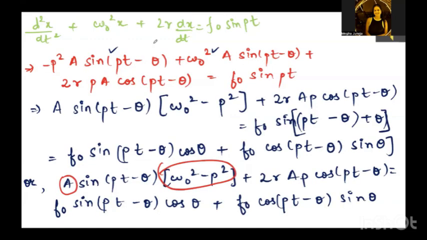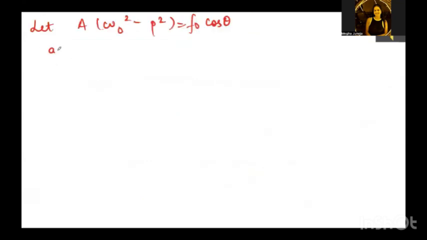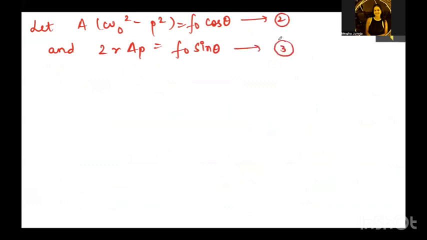So we can say let a omega naught square minus p square is equivalent to f naught cos theta. Okay, and similarly एक और फैक्टर है हमारे पास, क्या है वो? 2r ap. Okay, so इसको हम consider करते हैं and 2r ap is equivalent to f naught sin theta. Let's call it as equation number second and let's call this as equation number third.